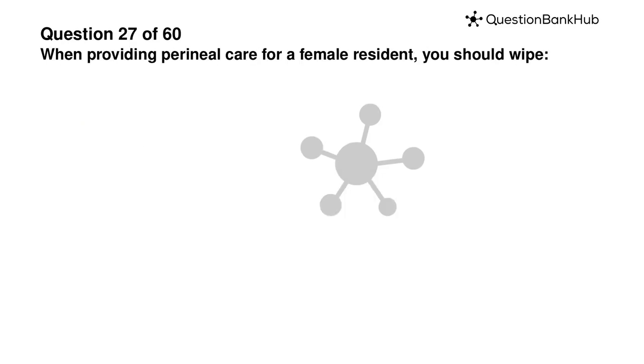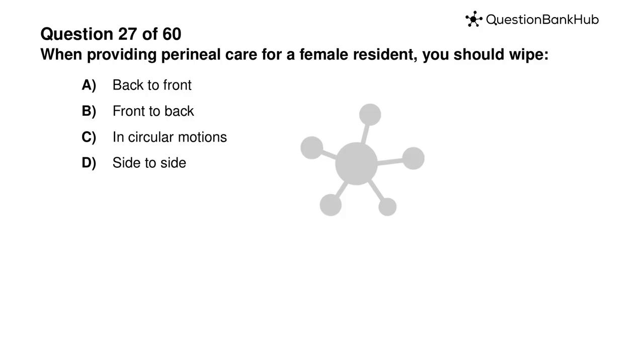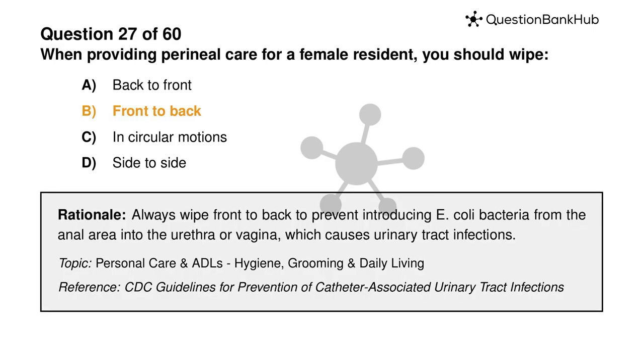Question 27. When providing perineal care for a female resident, you should wipe: A. Back to front. B. Front to back. C. In circular motions. D. Side to side. The correct answer is B. Front to back. Always wipe front to back to prevent introducing E. coli bacteria from the anal area into the urethra or vagina, which causes urinary tract infections.